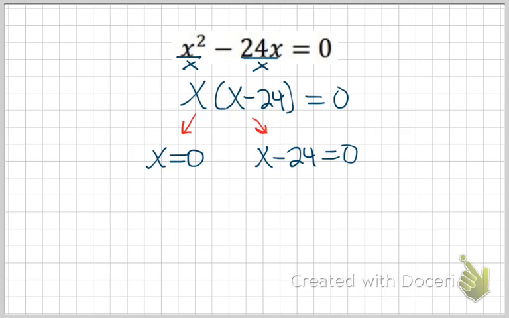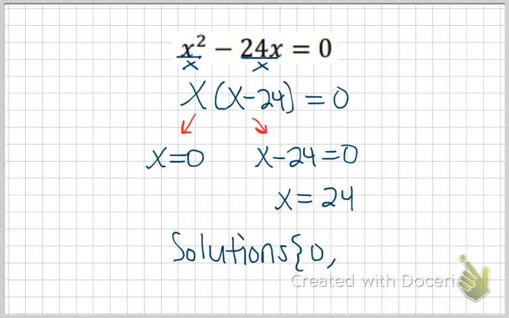Remember, we do the inverse. So when we move 24 over, we get that x is a positive 24. So our two solutions here are 0 and 24. And to verify, remember, you can always substitute the two values one at a time in place of the x. Evaluate, and you'll find out that they both give you a 0.